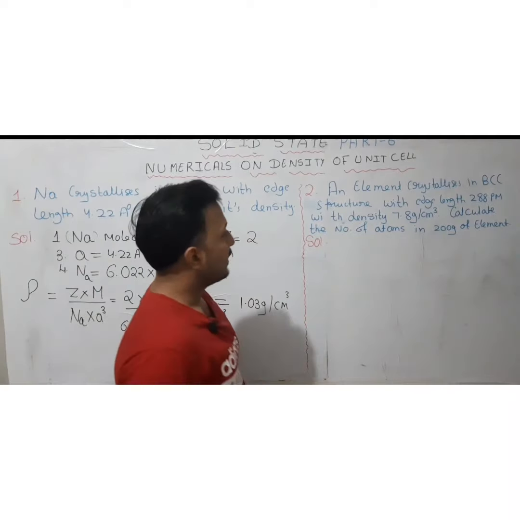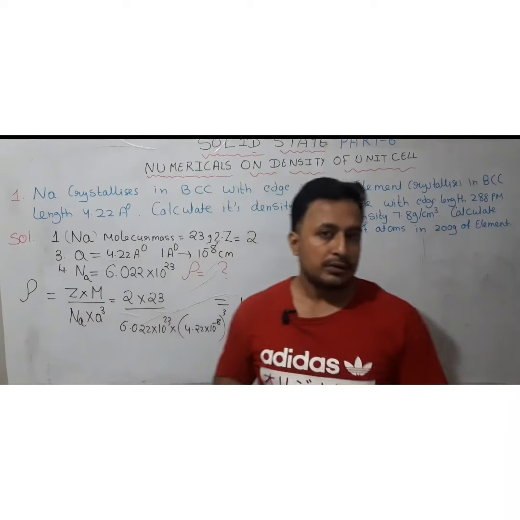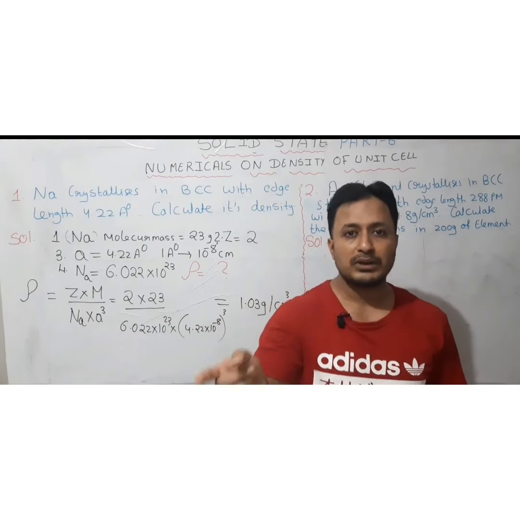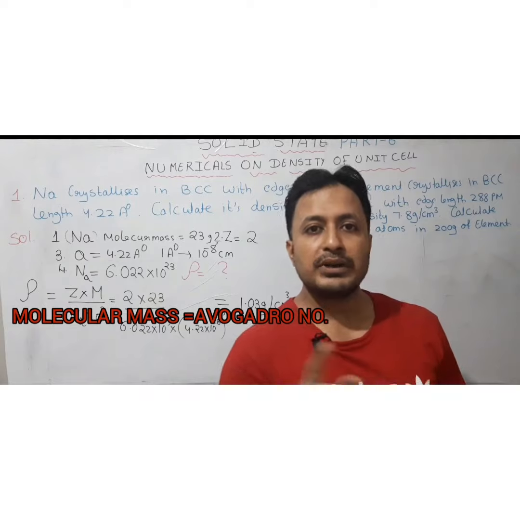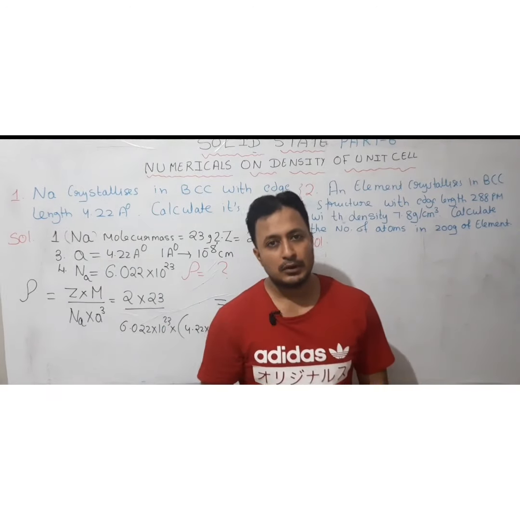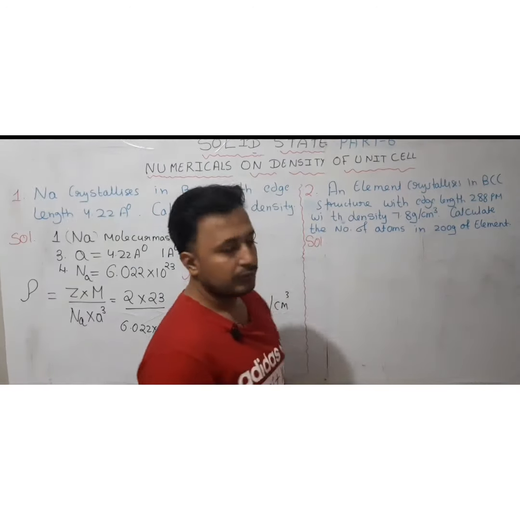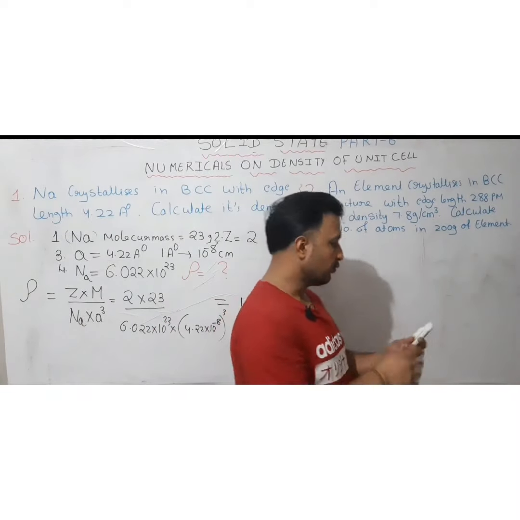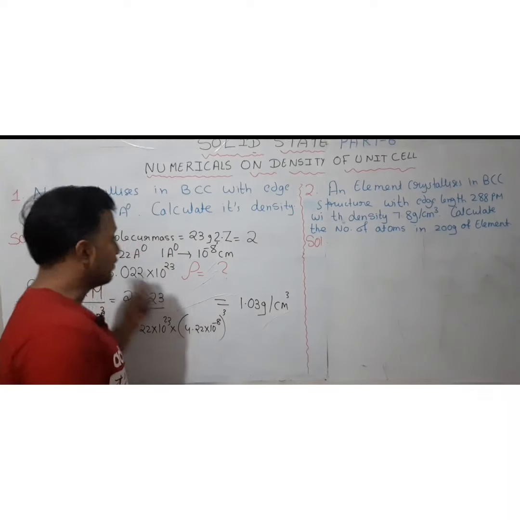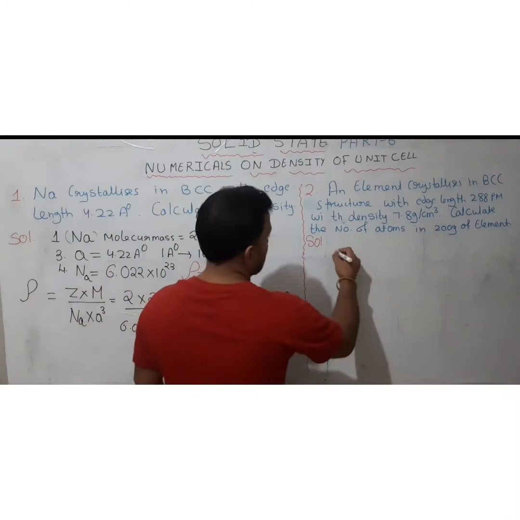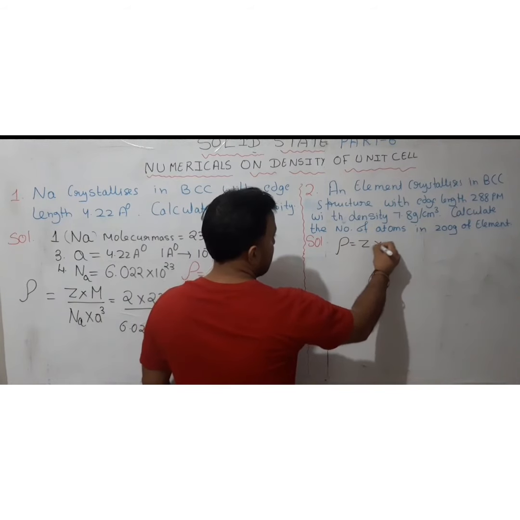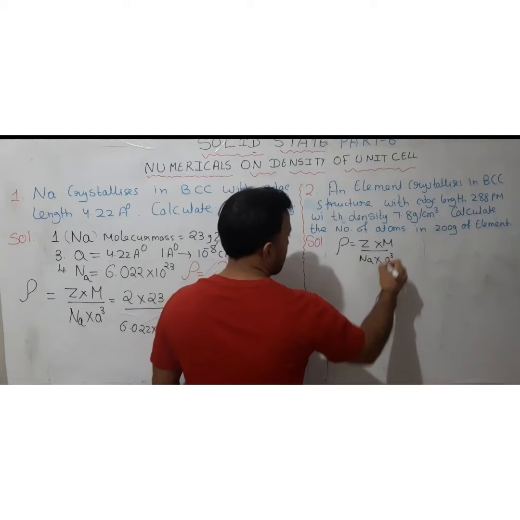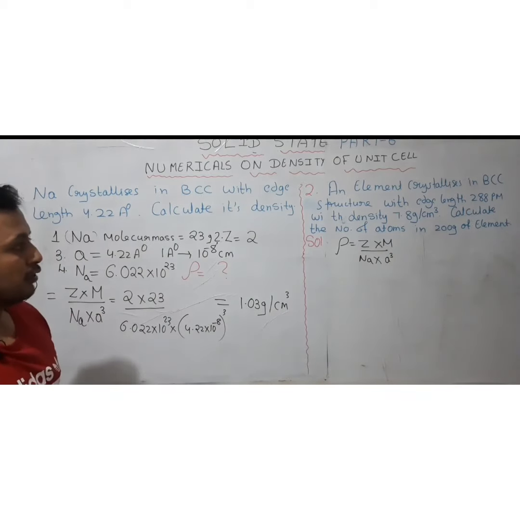Now how can you calculate that? We all know that in the molecular mass of the substance there are a total of 6.022 into 10 raised to power 23 atoms. So if we can find the molecular mass of the substance, we can easily calculate how many atoms are present. So first we are going to use the formula of the density, that is, density is equivalent to Z into M upon Avogadro number multiplied by a cube. Okay, so this is going to be the formula.